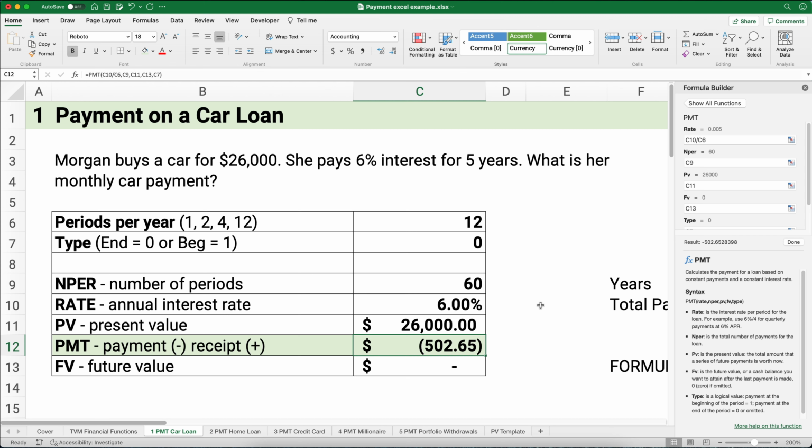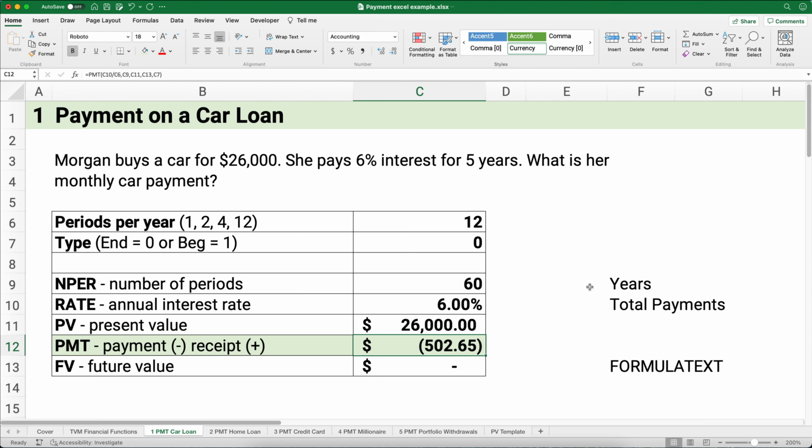$502.65. So if you buy this car for exactly $26,000, exactly 6%, exactly 5 years, 60 months, your car payment is going to be $502.65. You'll make that every month at the end of the month.